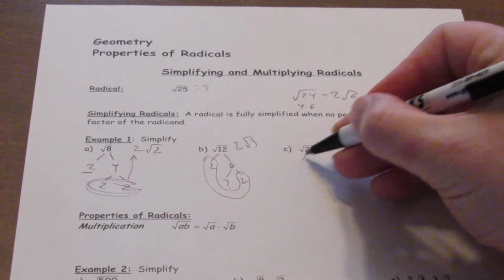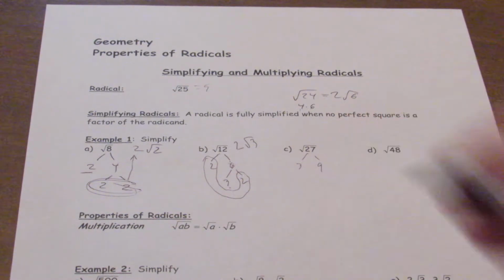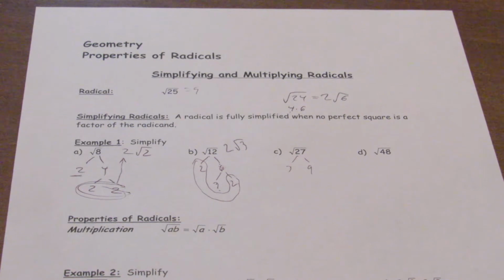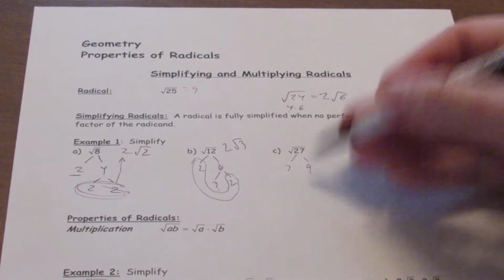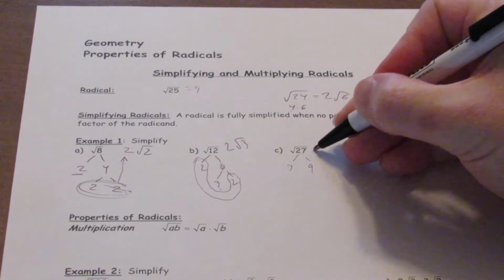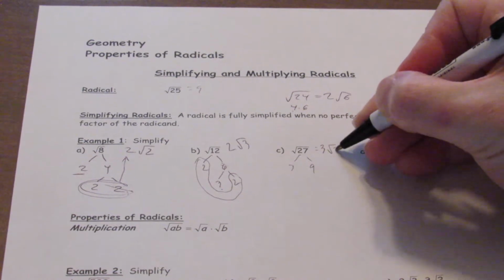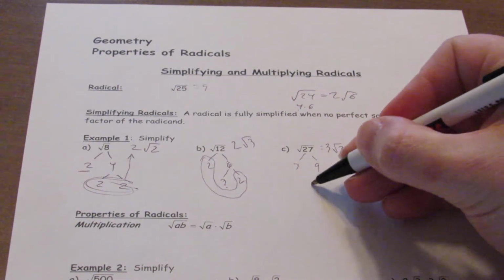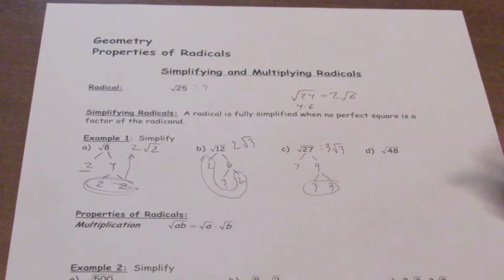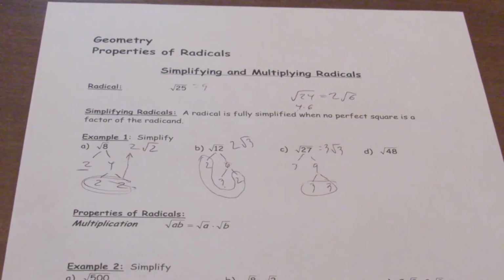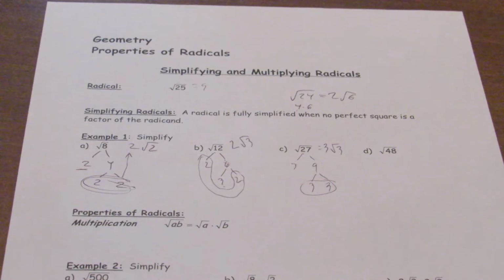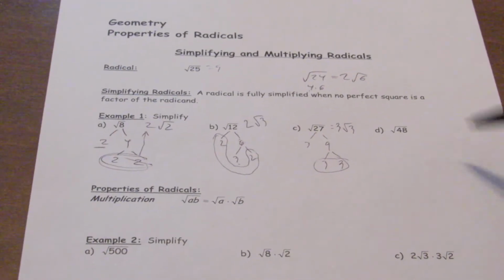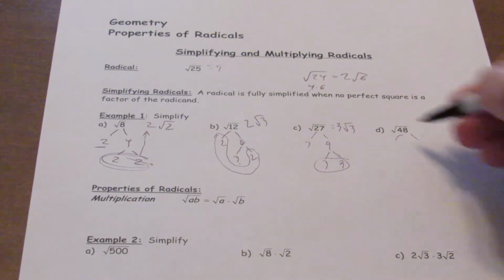So 27 is 3 and 9. If you look at 9 and you go, oh, 9's a perfect square, I know the square root of that is 3, then you can just put 3 root 3. If you need to factor it to the 2 3's to get your pair, that's fine. Also, the advantage of this is if you're stuck on what goes into it, it makes it easier.